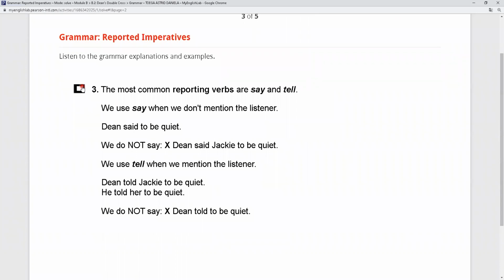The most common reporting verbs are say and tell. We use say when we don't mention the listener. Dean said to be quiet. We use tell when we mention the listener. Dean told Jackie to be quiet. He told her to be quiet.